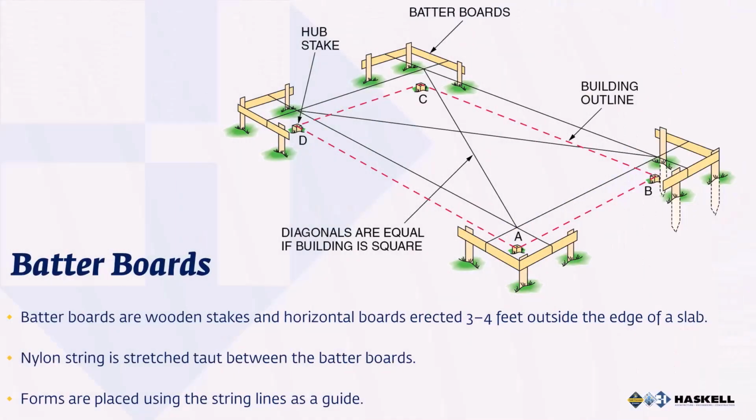Batter boards are temporary wooden stakes and horizontal boards built 3 feet to 4 feet outside the edges of a floor slab to mark corners. In order to indicate the foundation line, nylon string is stretched between the batter boards of each corner. Forms are placed using the string lines as a guide.